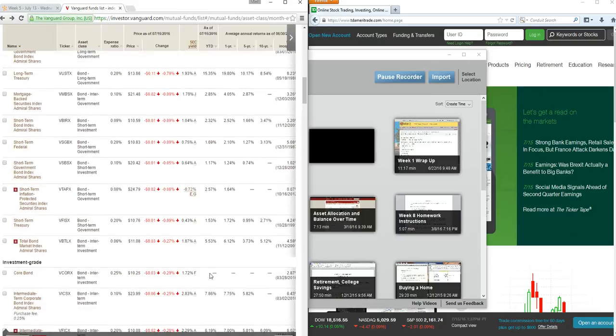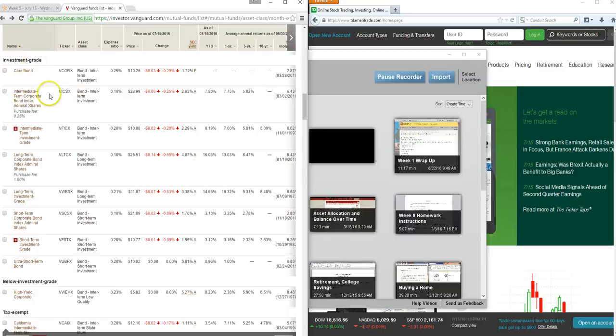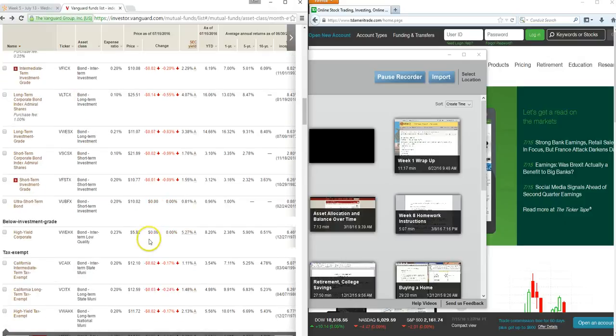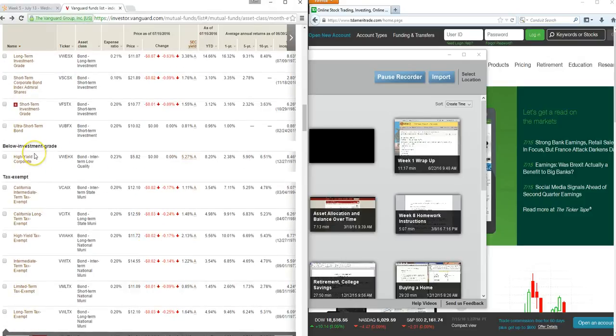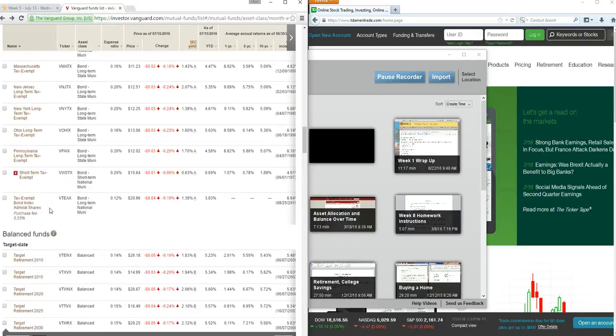So now I'm going to scroll down from bonds, and I was just in investment grade, which are corporate. Below investment grade, this would be junk bonds, a bit more risky. If you wanted to tap on this, you would see that they're a bit more risky. And then we have the tax exempt category. These are all municipals, as we learned in class, offered by state, local government, any government below federal government.